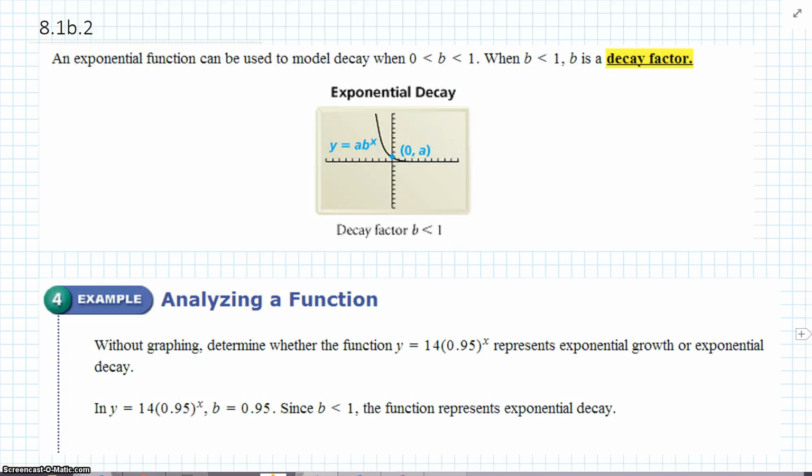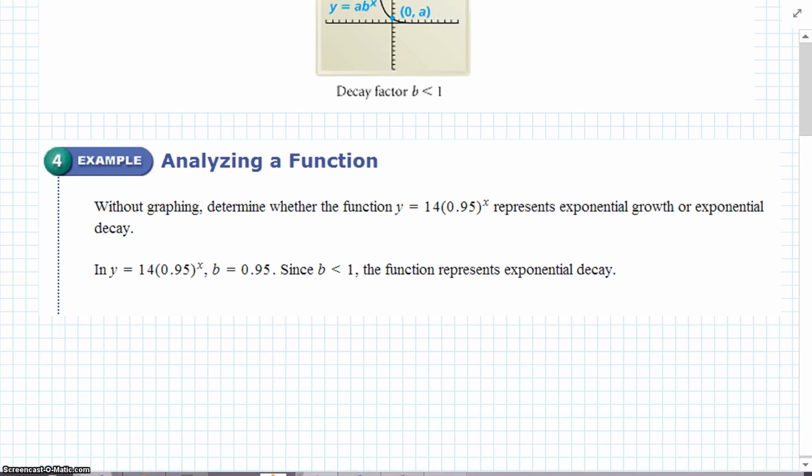That is called exponential decay. An exponential function can be used to model decay when our b is greater than 0 but less than 1. Okay, what was our b that time? Well, after every round, we drop by half. So our b value is 1/2. Okay? So our exponential decay is still y equals a b to the x power. Our b value is just less than 1.